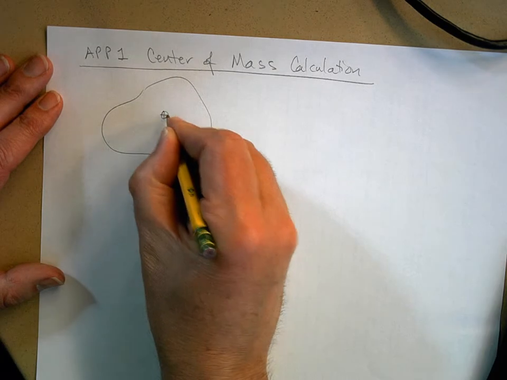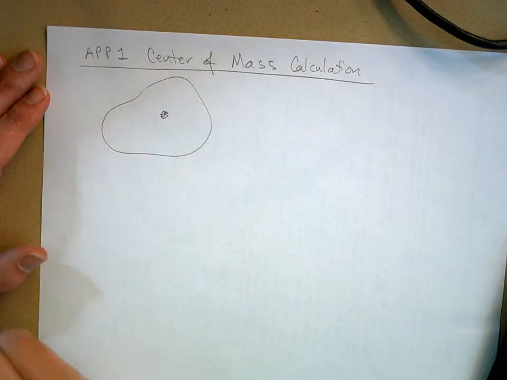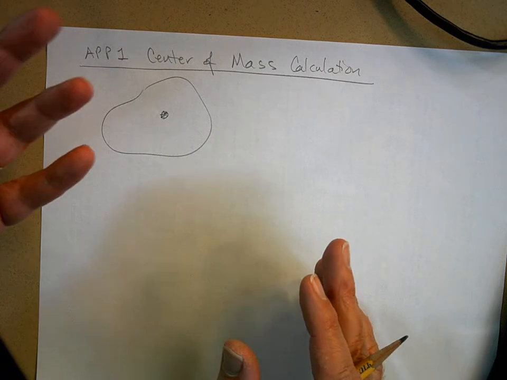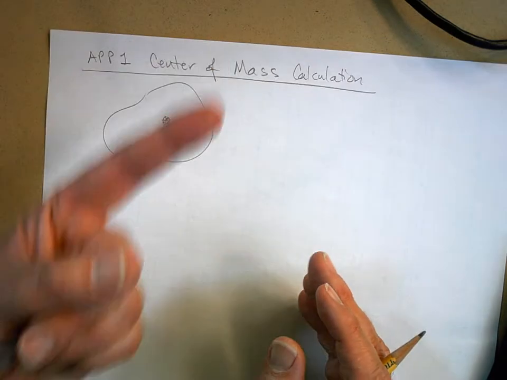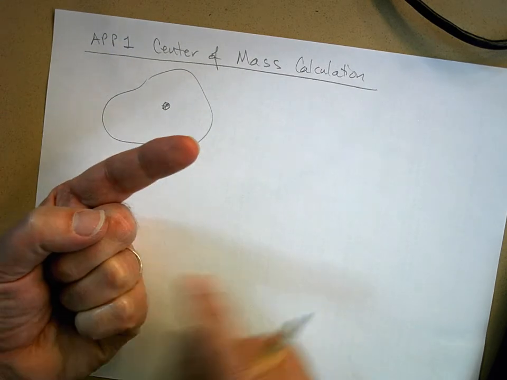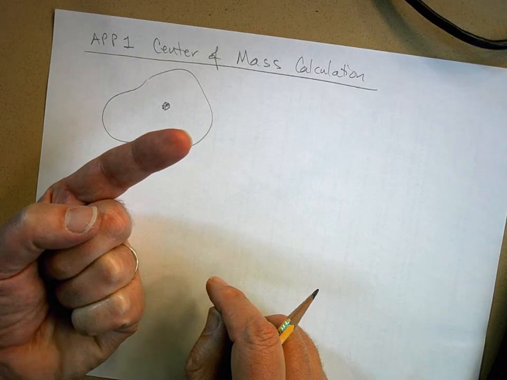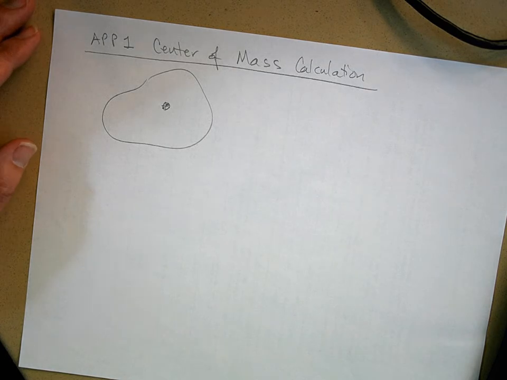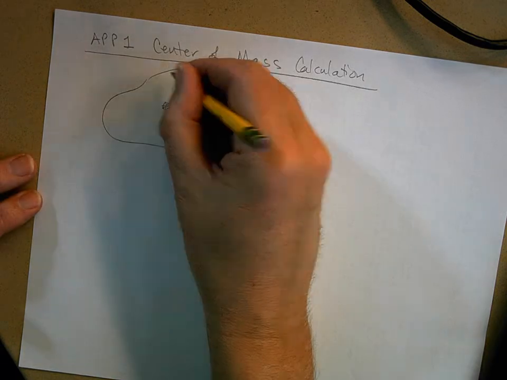And we found the center of mass. Now, how do we find the center of mass? I don't think I put it in the right spot for that shape, but it's the balance point. If I cut the shape out of the paper and try to balance it, it'll balance at that point. And that balance point is called the center of mass. And it has a few interesting qualities to it.